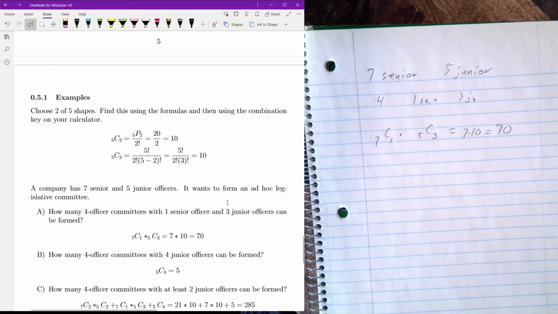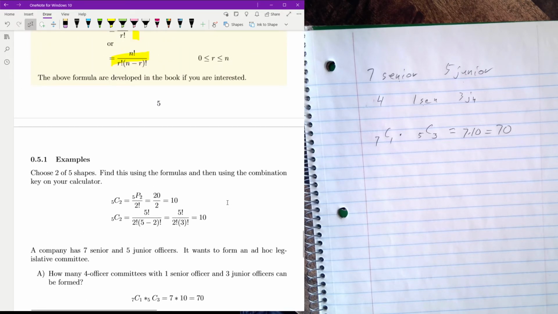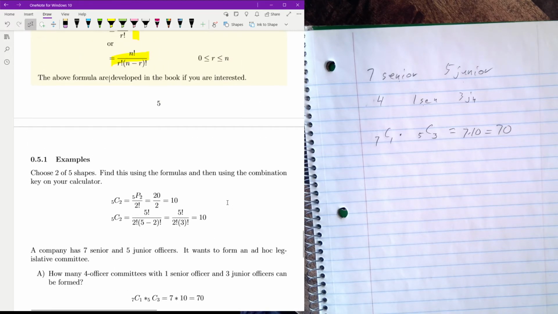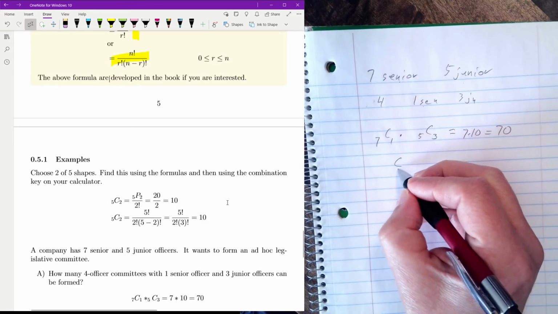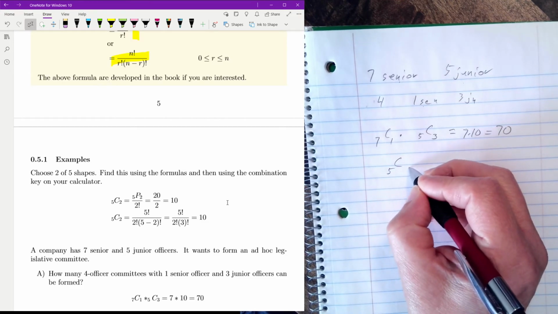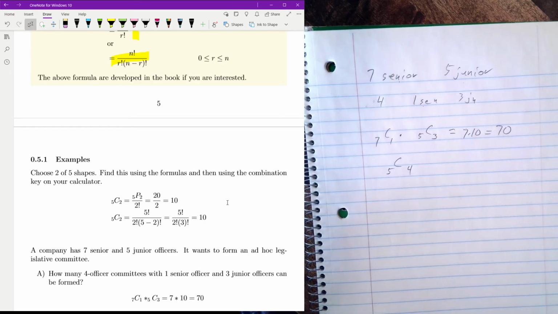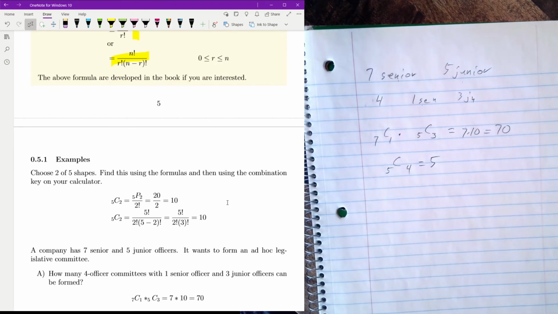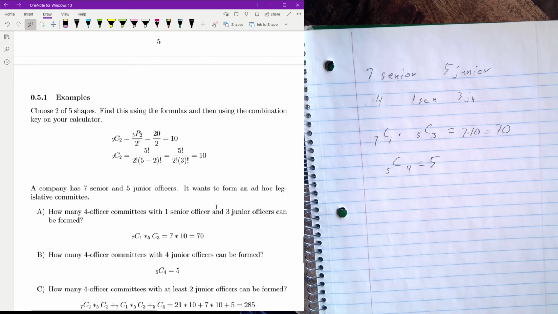Let me see what the next problem is. How many 4-officer committees with 4 junior? So now we just want a 4-officer committee with 4 junior officers. And that is straight up 5 choose 4, which equals 5. So using just junior officers, we can make 5 committees.